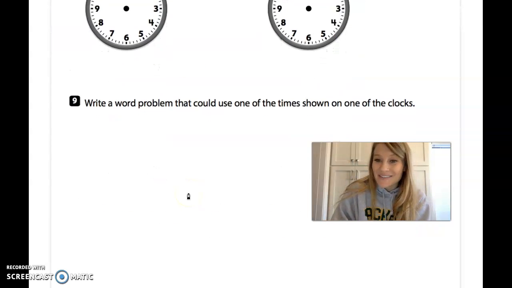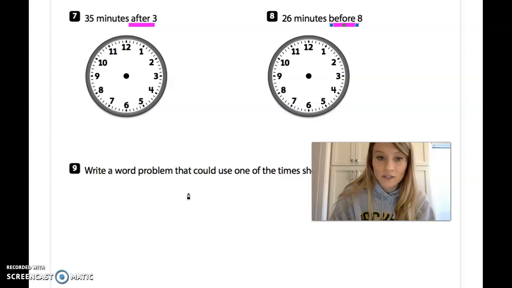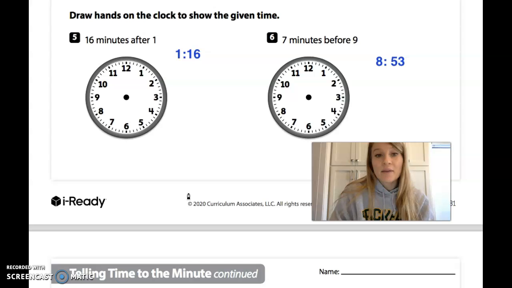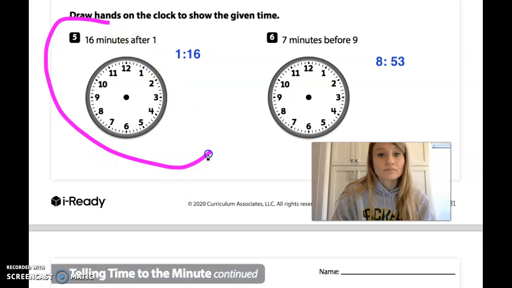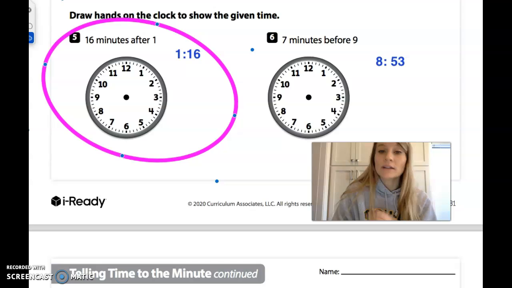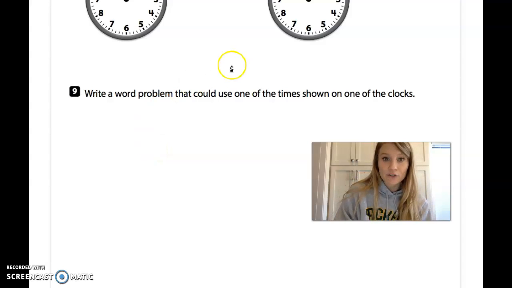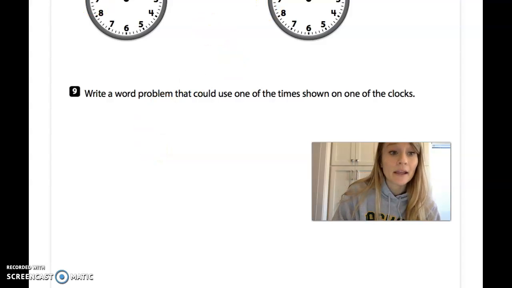And for number 9, it's kind of a creative one. Write a word problem that could use one of the times shown on one of the clocks. So pick any clock you want, any clock out of all the clocks you've seen, and create a word problem. So for example, if I pick this one, I might say 1:16. 16 minutes after 1. So I could make up a story about 16 minutes after 1. So I'm going to go ahead and think of something that could actually happen.